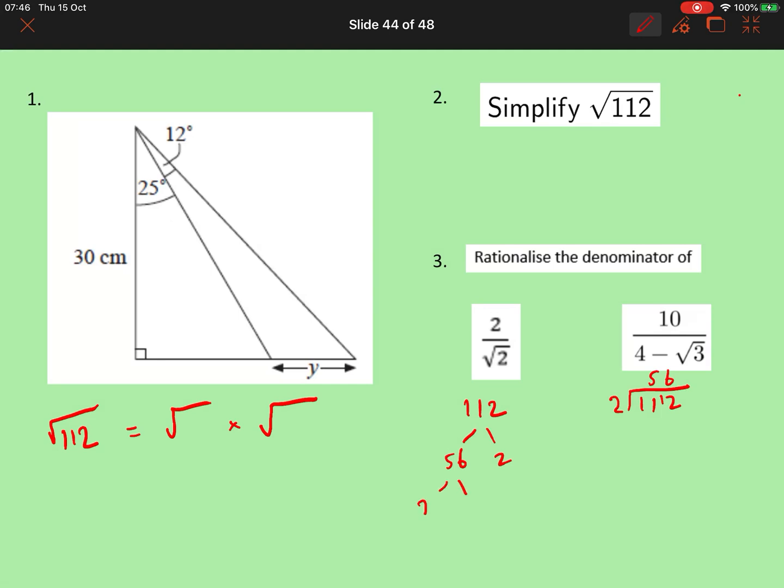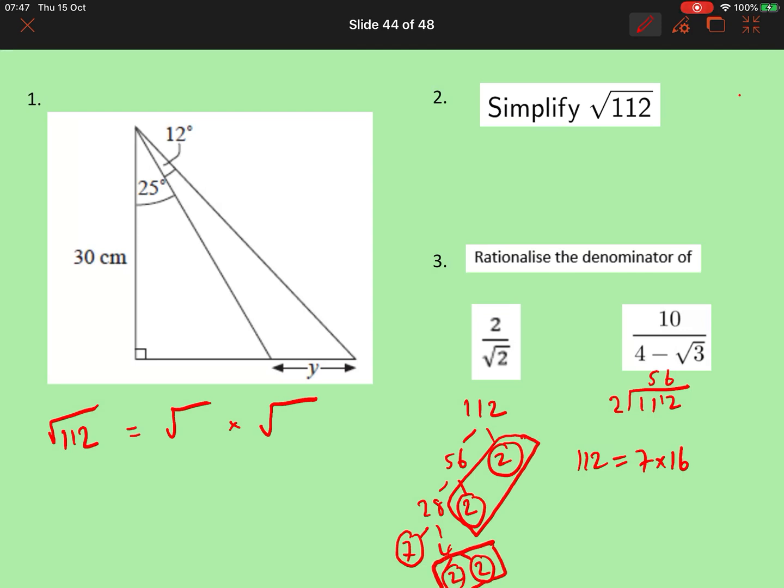What about 56? Well, that's 28 and 2. 2 is a prime number, so circle. Then we've got 7 and 4. 7's a prime number. And we've got 2 and 2. So what I'm able to do now is use that to understand what all the factors are. Now I reckon 2 times 2 times 2 times 2 is 16. So 112 can be written as 7 times 16. I know that's a square number because something times itself is a square number.